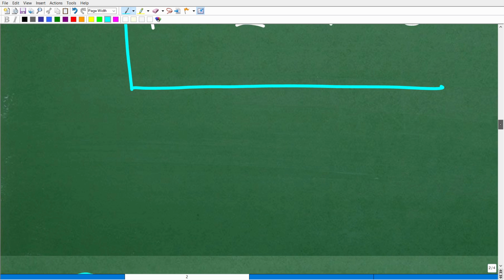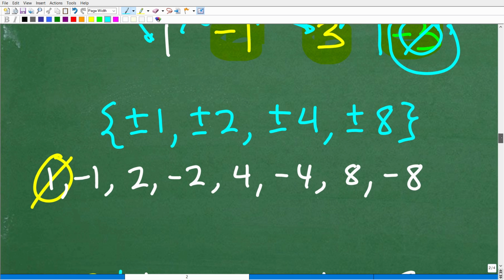Because I already told you the answer. So let's see how that works. All right, so we go through our list and we're like, all right, 1 is not a good solution. So we move on to -1, then we try 2, we move on to -2. It's a lot of work. Yes, I know it is. But anyways, let's go ahead and continue on.